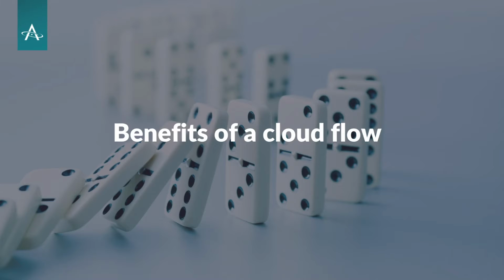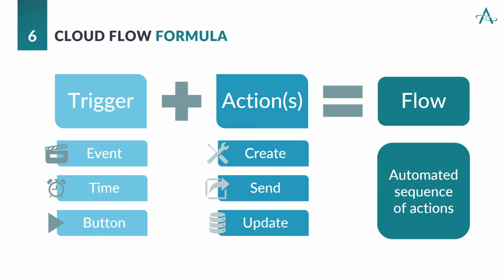All right, let's talk about the benefits of a cloud flow. So if you've never heard of a cloud flow, here's really the formula that creates the flow. Starting from the left, you have a trigger. There are three types of triggers using Power Automate. It can be an event. For example, an action happens, such as when an email arrives. It could also be a timed trigger. At 5:30 a.m. every day, do this action. And the third type of trigger is a button trigger, where you, as the user, manually say, run this flow.